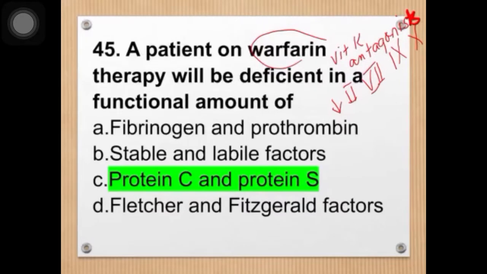Ano pong pwedeng isagot dito? Protein C at saka S. Yung protein C at saka S, inhibitor naman po ng coagulation, but similar to your prothrombin group of factors, yung protein C and protein S are also vitamin K dependent. So, correct answer number 45, letter C.